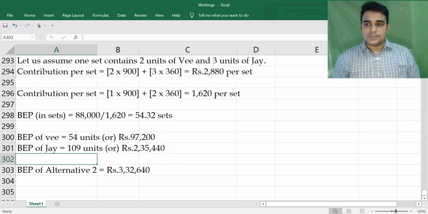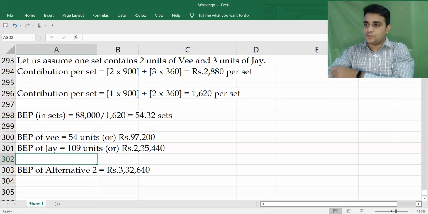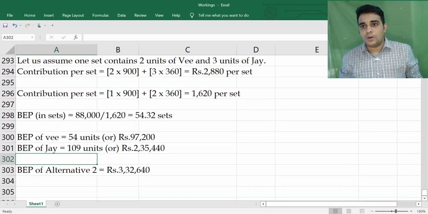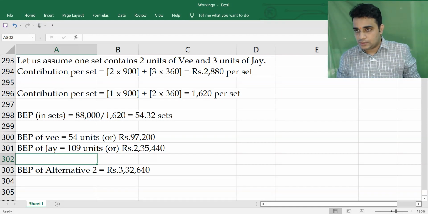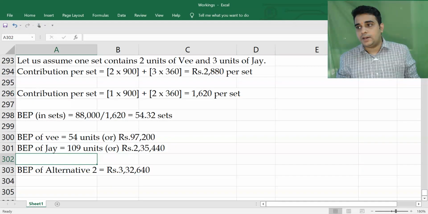Break even point is 3,32,640. I'll obviously go ahead with alternative 1, because that has a lower break even point. So it's quicker to attain break even there. Quicker to attain break even in alternative 1.